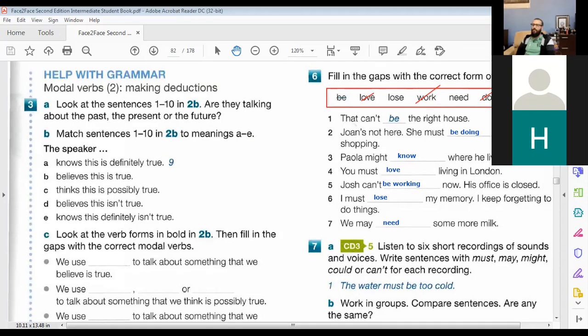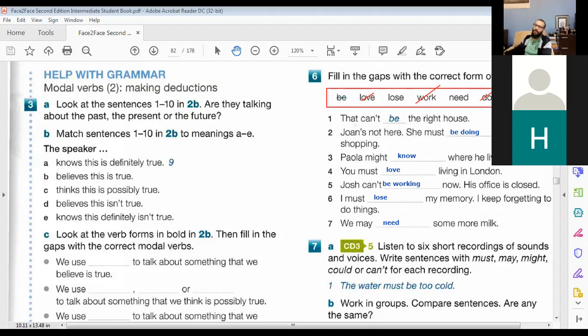What's the general rule? When do we use the general rule about the state and about the activity, the happening now? Yes. Correct. Modal plus be plus verb-ing. This is if it's happening now, right? Yes. Correct. But I don't know.